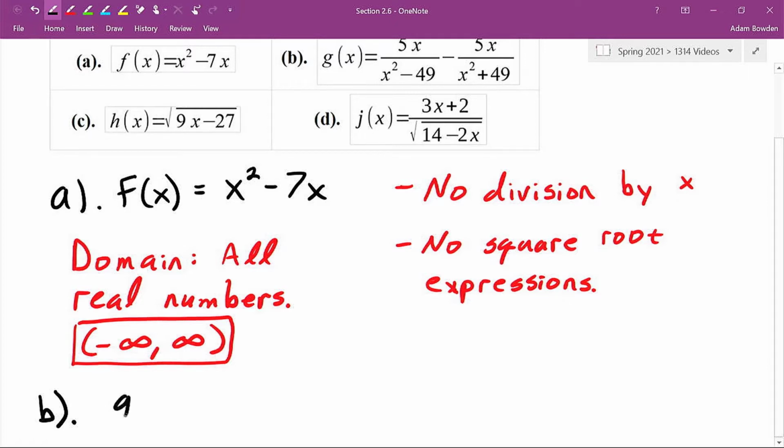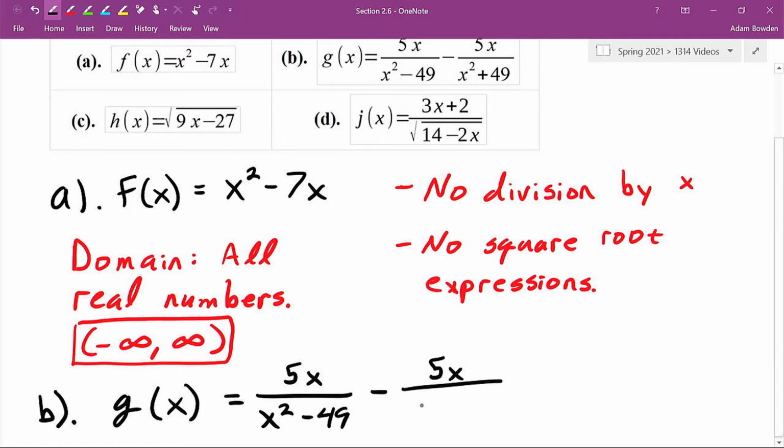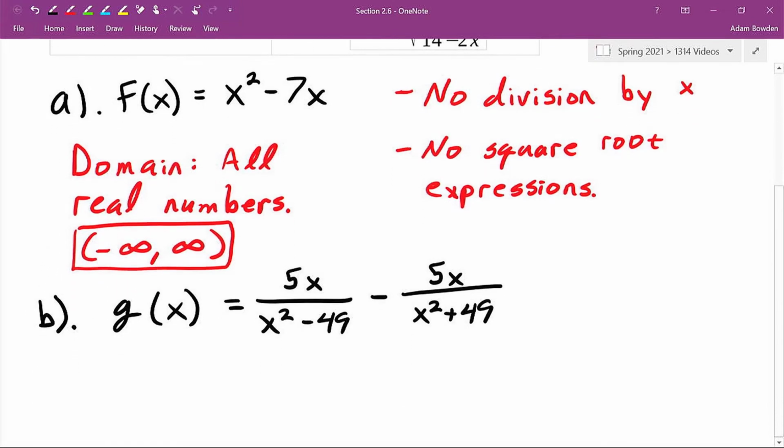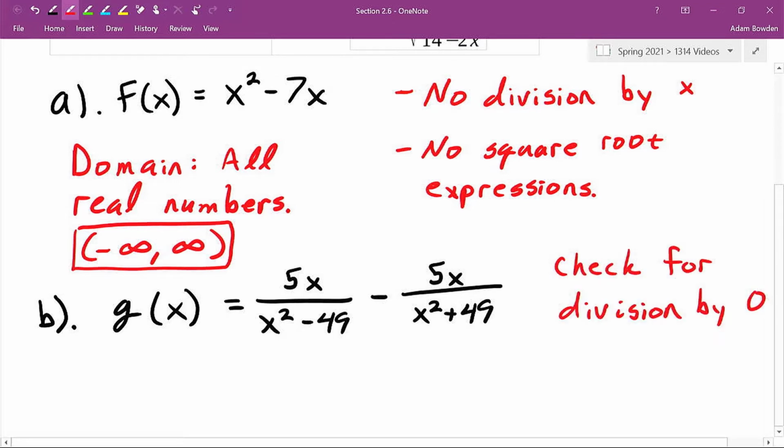On the other hand, a function like g of x has a lot more going on. 5x over x squared minus 49 minus 5x over x squared plus 49. So in this case, we do have to check for division by 0. So how do we do that? Well, we take each of these denominators and set them each equal to 0.